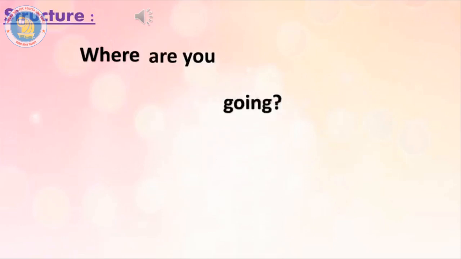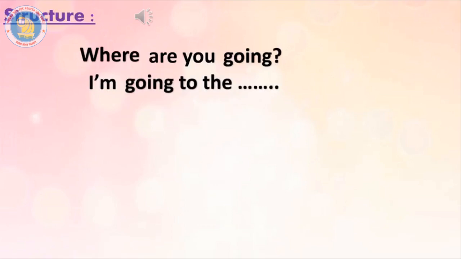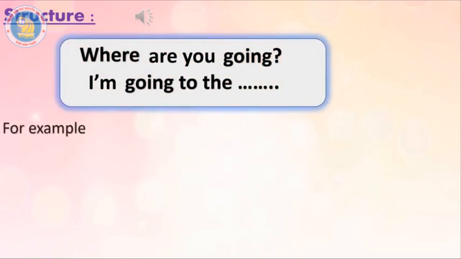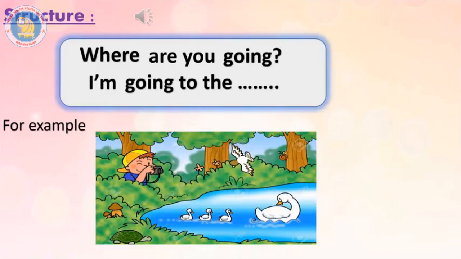New structure. When you want to ask "where are you going?", you ask: Where are you going? To answer, you say: I'm going to the blah blah blah. For example, I have a picture. You look at this. Where is it? It's a lake. That's right, lake. Now I ask you, where are you going? And you answer, I'm going to the lake. That's right. Now you remember.